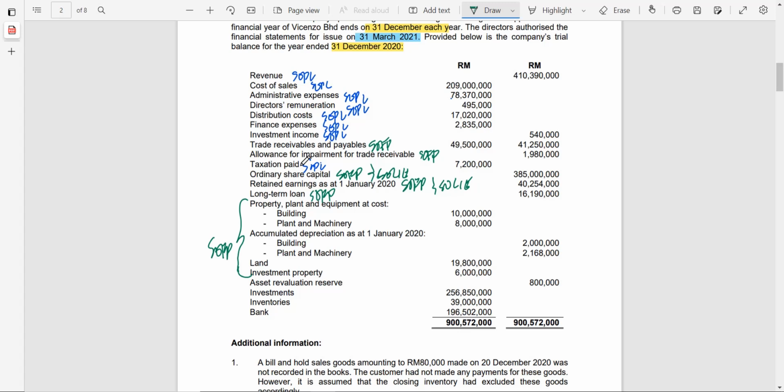Only that the accumulated depreciation accounts are actually negative asset accounts, contra asset accounts to the property, plant and equipment. You also have the asset revaluation reserve. Asset revaluation reserve is going to be shown in the statement of changes in equity. This is the beginning balance, and the investment will be shown in the statement of financial position. Same goes for all these items. So we have already classified that.